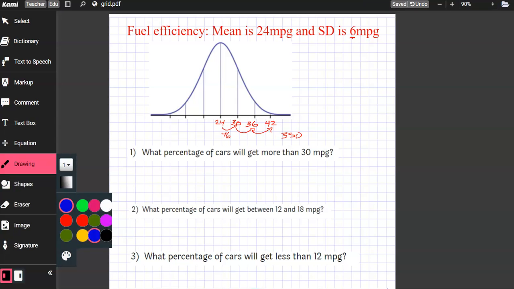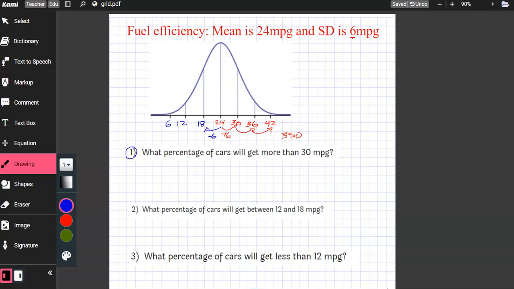And then you could go the other way. You could go backwards. So you take away 6 for 1 standard deviation away from the mean. So that's going to be 18, then 12, and then 6. Okay, so that's how I label my axis here.